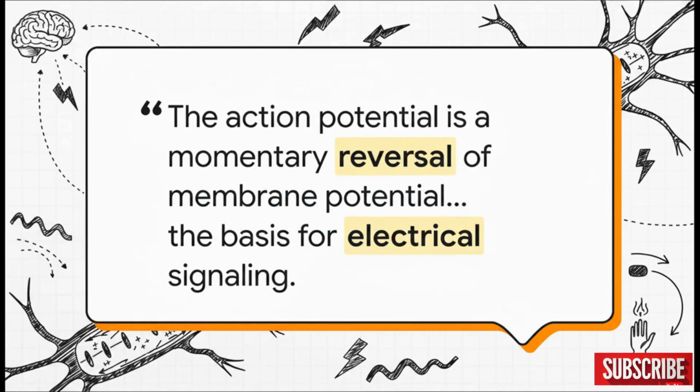You know, one of our sources just sums this up perfectly. It says the action potential is a, quote, momentary reversal of membrane potential that is the basis for electrical signaling within neurons. I mean, that's it in a nutshell. From a simple reflex like pulling your hand from a hot stove to your most complex, abstract thoughts, it all begins with this one tiny spark.